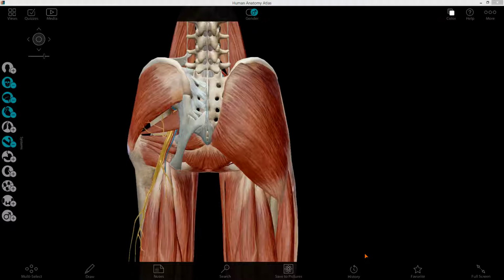Hi everybody, my name is Mitchell Farmer and today we're going to discuss Laboratory 2 of the MSK block, covering the gluteal region and posterior compartment of the thigh.